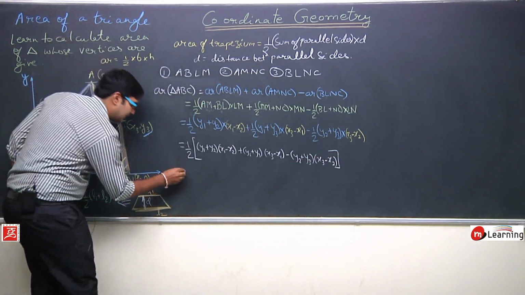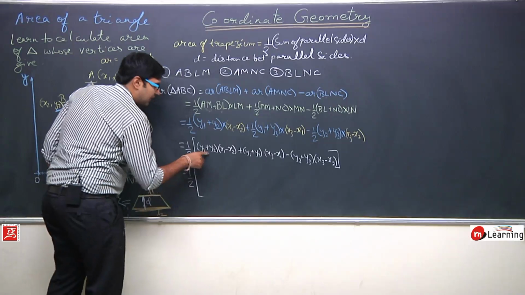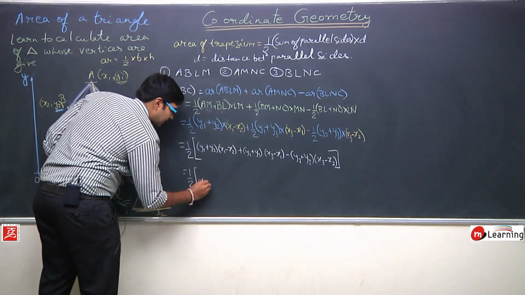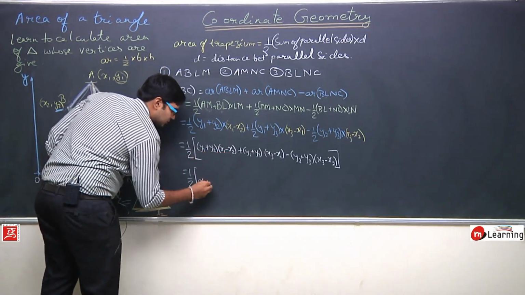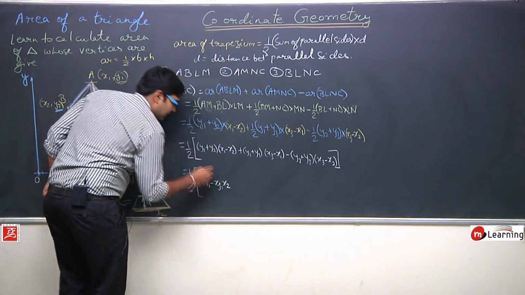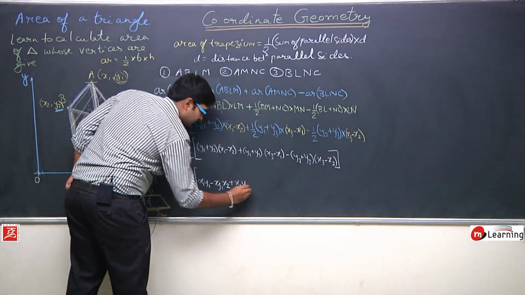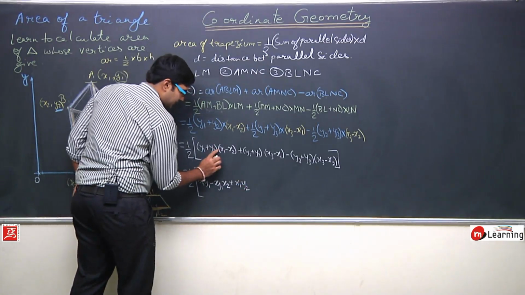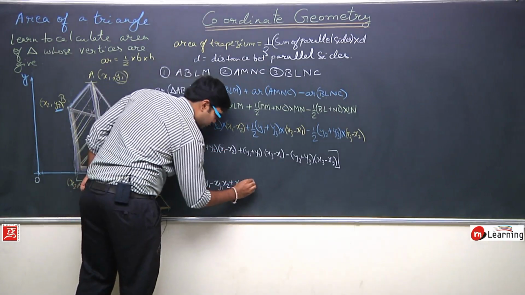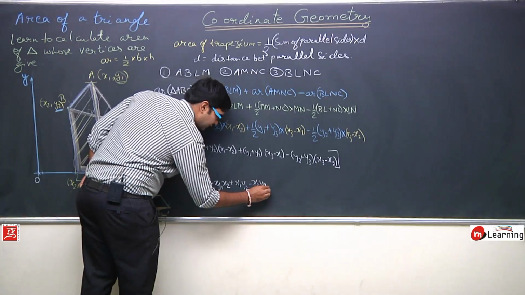Now further simplifying it, half as it is, in the bracket, y1 into x1, so x1 y1, y1 into x2 minus y1 x2, okay, y2 x1, so plus x1 y2, okay, then minus x2 y2.